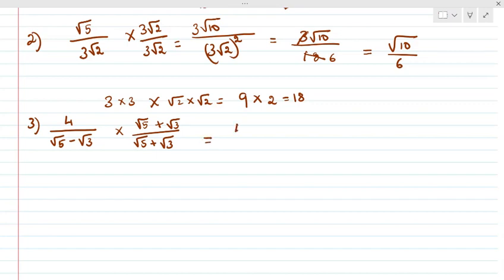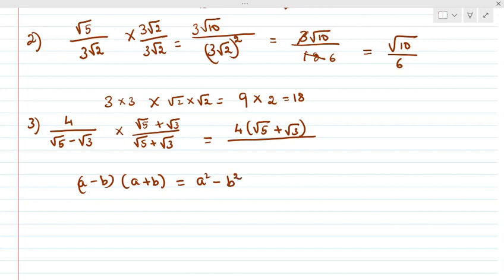So now what will happen? 4 into root 5 plus root 3 is the numerator, divided by, we remember a minus b into a plus b is equal to a square minus b square. We remember this formula, a minus b into a plus b equals a square minus b square. So here also, it looks like that, root 5 in place of a, root 3 in place of b. So now a square minus b square. A is root 5, so root 5 the whole square minus b is root 3, root 3 the whole square.